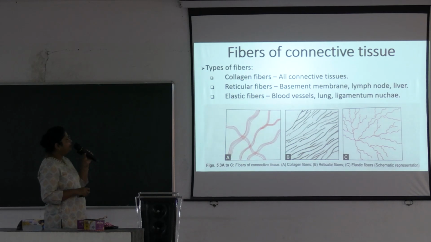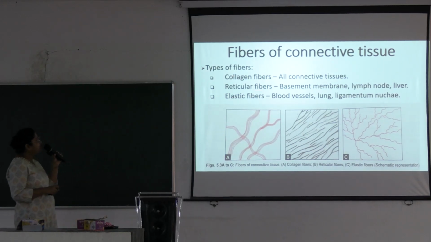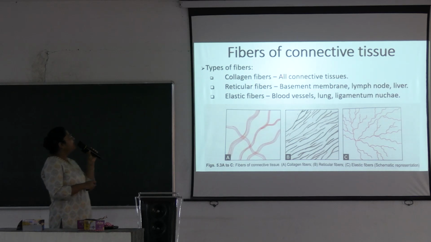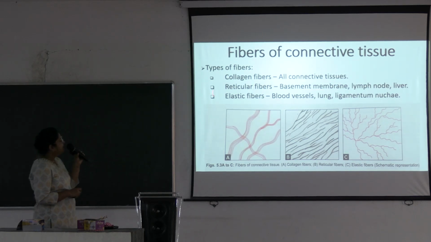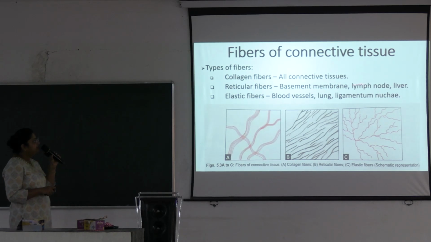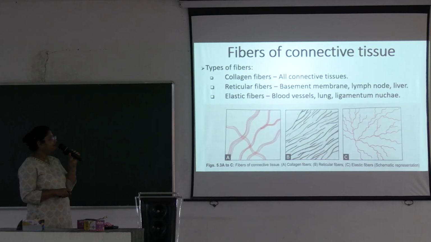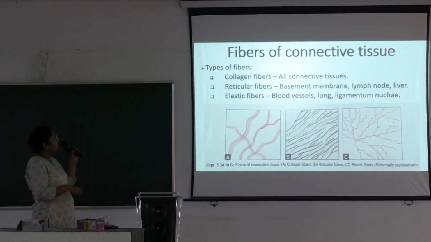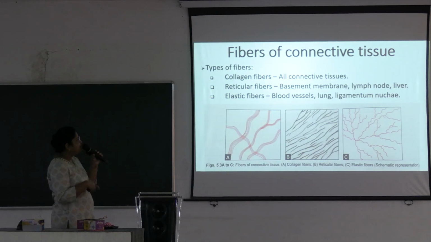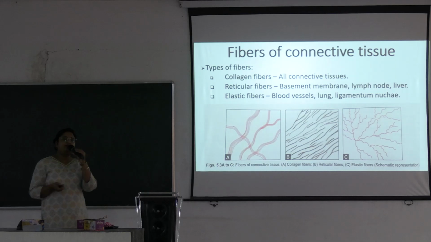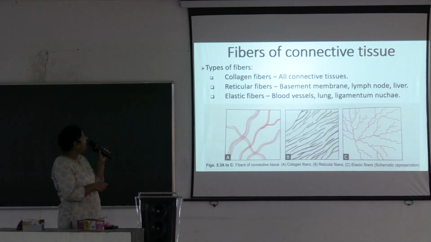So what are the locations of these 3 types of fibers, that is important. First, collagen fibers are located in all connective tissues. Reticular fibers are located in basement membrane, lymph node and liver. And elastic fibers are present in blood vessels, lung and the ligamentum nuchae. Okay, these locations are important for your MCQs or Viva. Mainly the location of reticular fiber and location of elastic fibers are asked.